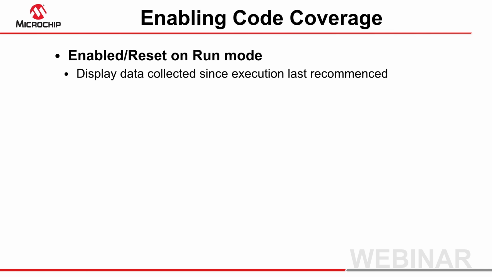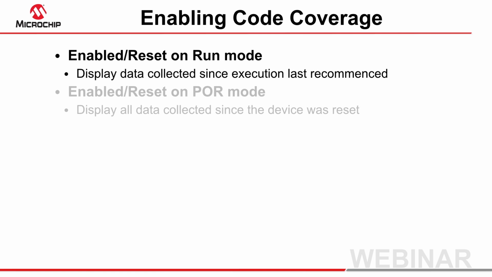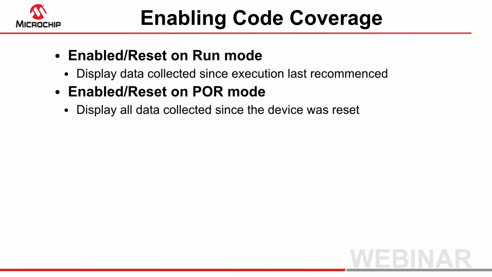The enabled Reset on Run mode will display only the data collected since the location where execution last recommenced, regardless of whether your program was reset or stopped at a breakpoint. The enabled Reset on POR mode will display a cumulative total of all the data since the device was reset.